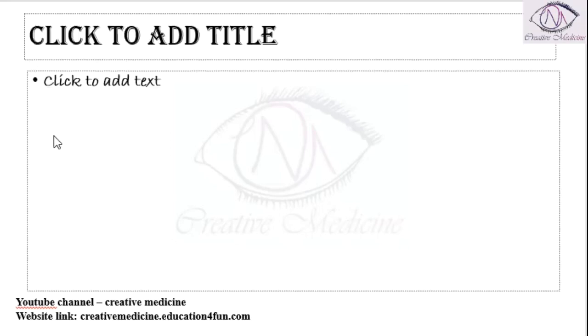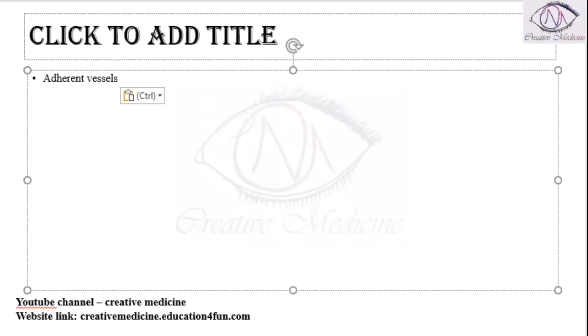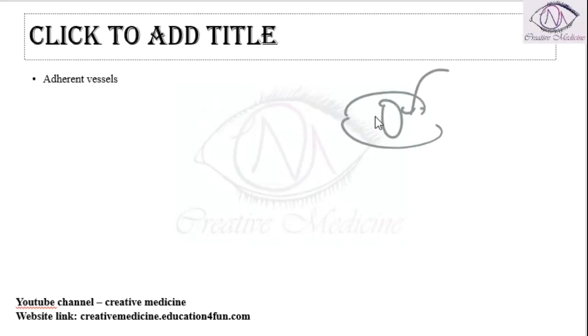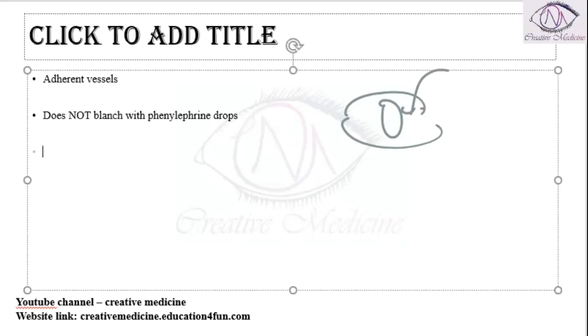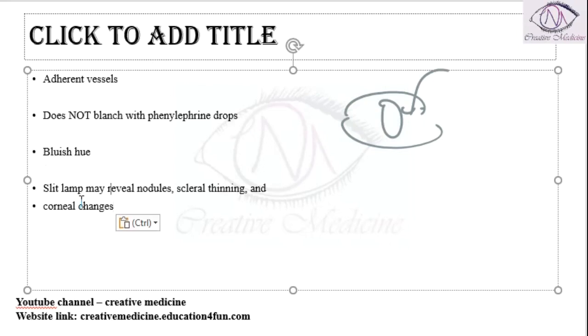On examination, adherent vessels are seen, and if you add phenylephrine drops to the eye, these will not blanch, whereas episcleritis vessels will blanch on applying phenylephrine drops. These have a bluish hue, and if you do a slit lamp examination, because it is associated with autoimmune diseases, this may show the presence of nodules. Scleral thinning and corneal changes may be seen.